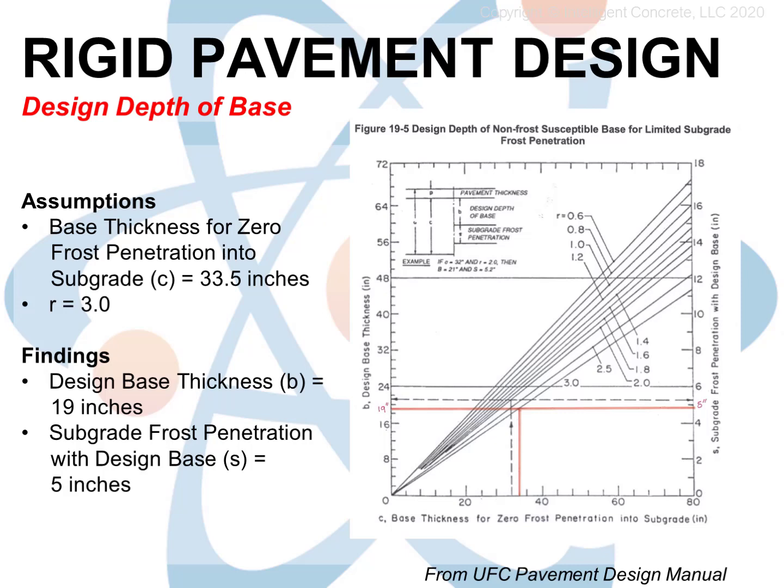Here, we will get to the final setup for a frost-protected pavement. Starting from the bottom of the chart at about 34 inches for our base thickness for zero frost penetration, we will move up until we hit our ratio value of 3. Then we move left and right on the rulers to each side of the graph to see that our design base thickness is 19 inches and our subgrade frost penetration is 5 inches.